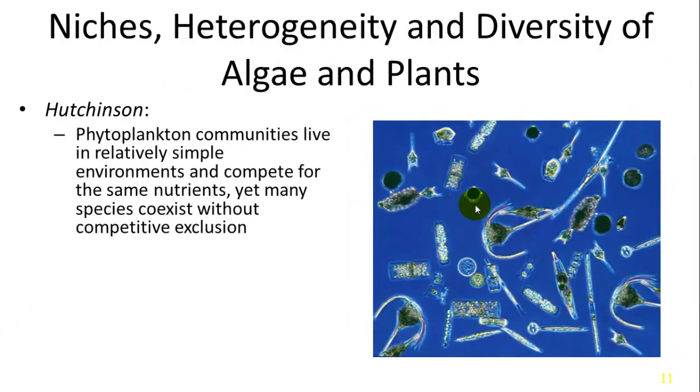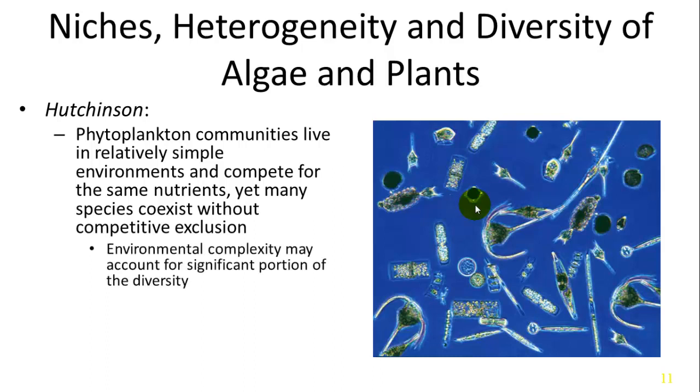Alright, so Hutchison's phytoplankton paradox left people puzzled, because how can you have a diversity of phytoplankton if they live in such a simple environment? It seems like one would just outcompete the other, and you would just have one species of phytoplankton. Phytoplankton are very small, generally autotrophic organisms.